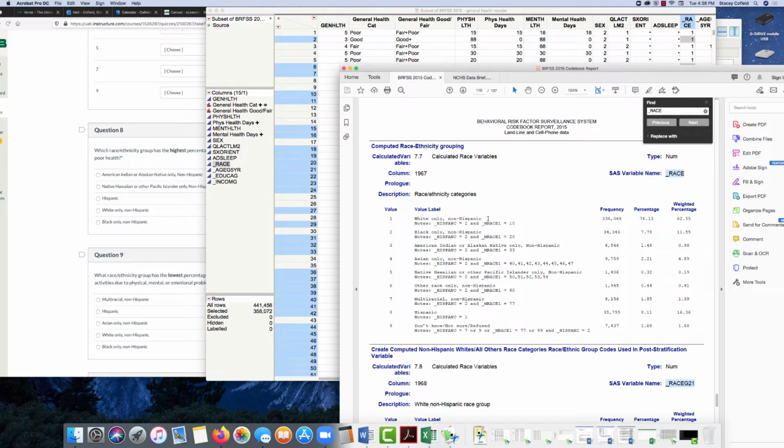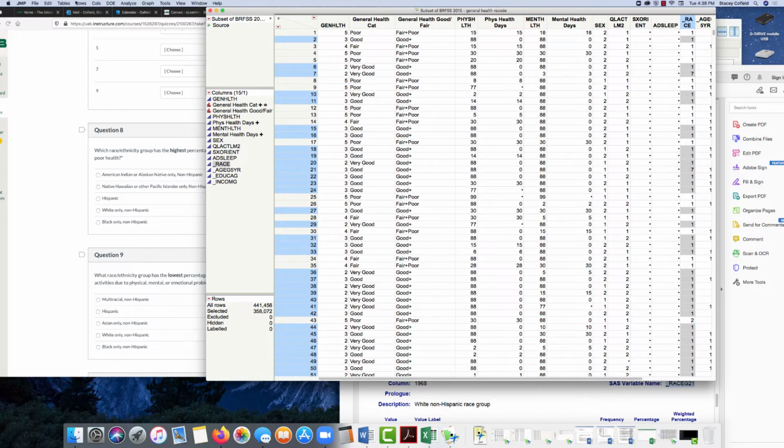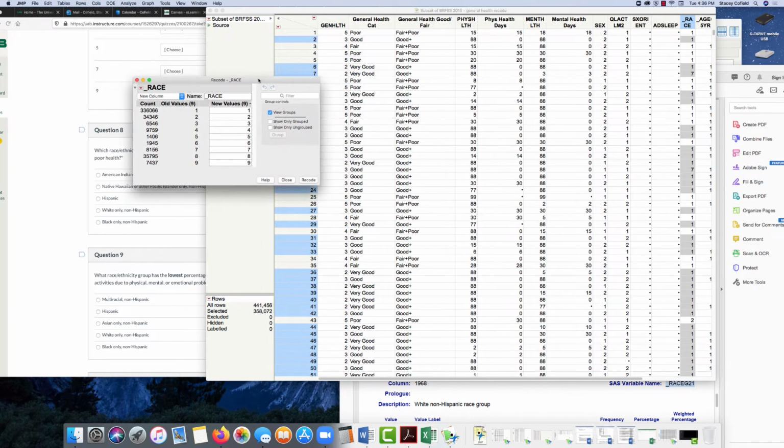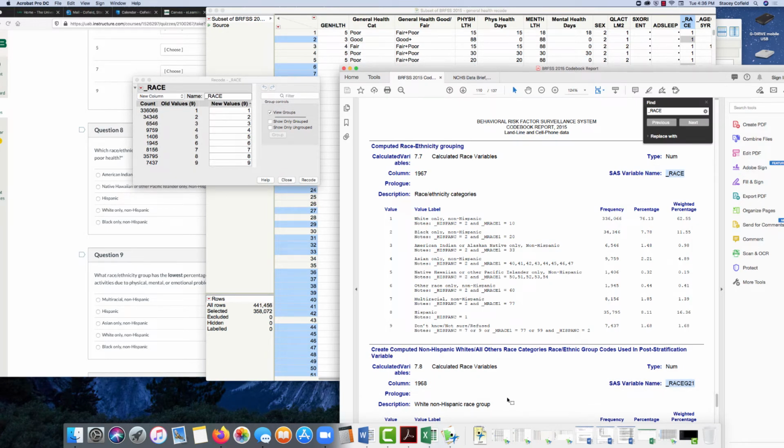So you would recode this. We'll go back into race, columns, recode. I've got 1 through 9 options here, and I'm going to recode this to make it meaningful for me. Formula column, I can call this race categories, and number 1 is white only.